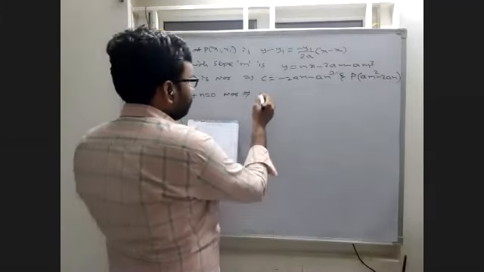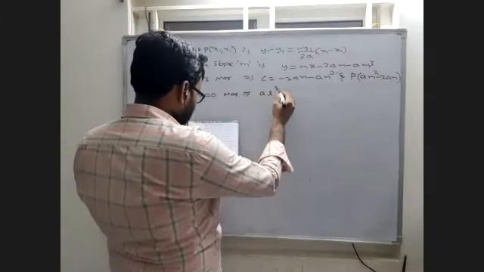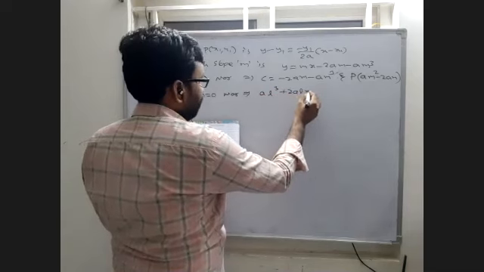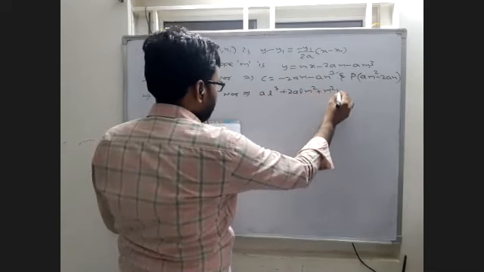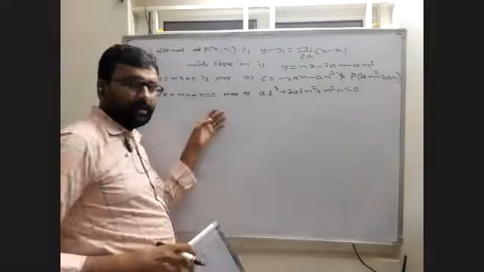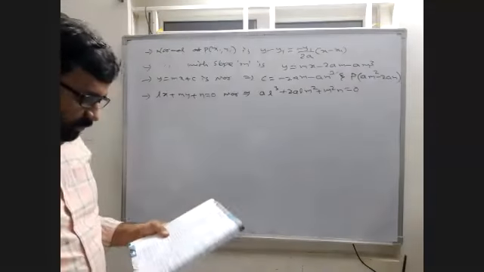If this is the normal to the parabola, then the condition is what? Then the condition is al cube plus 2alm square plus m square n is equal to 0.